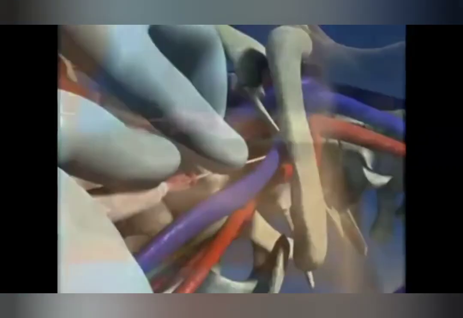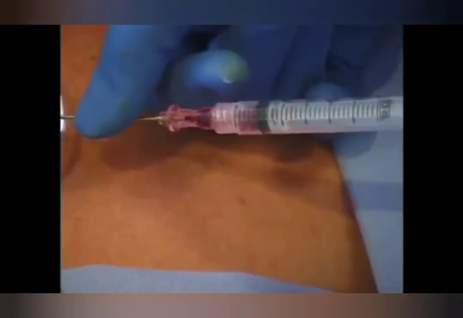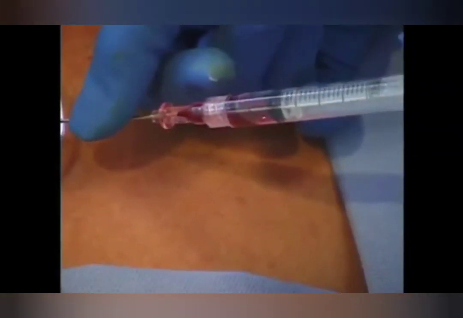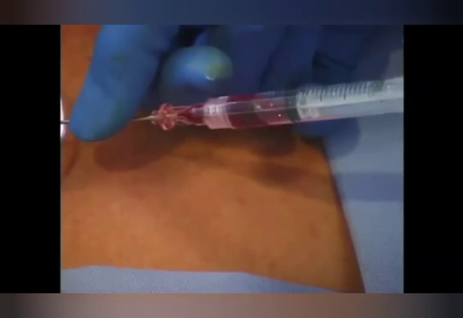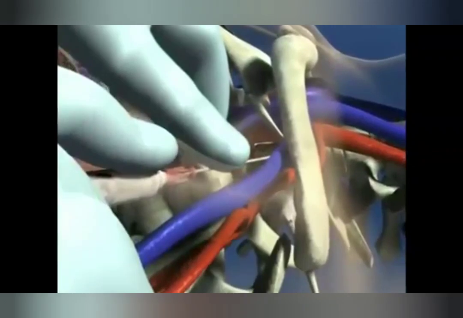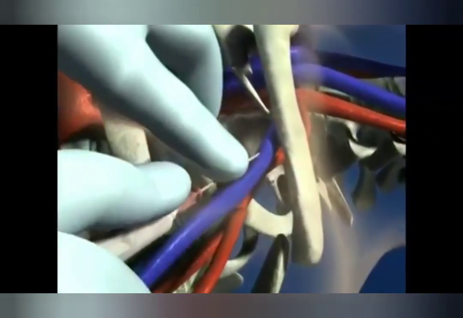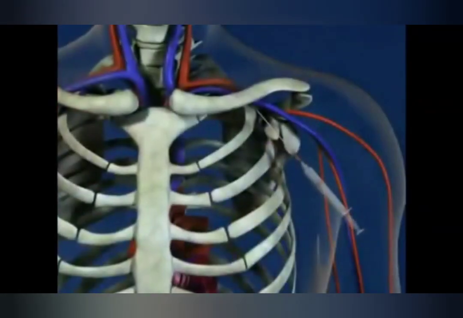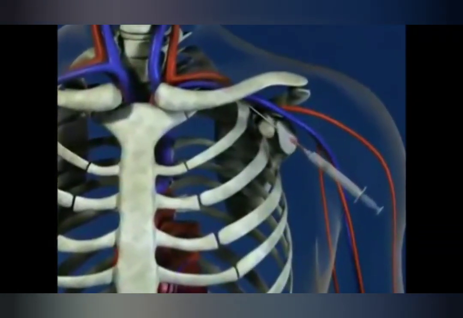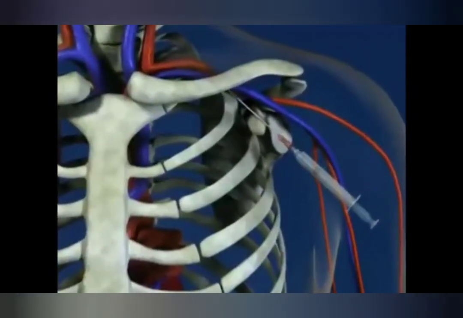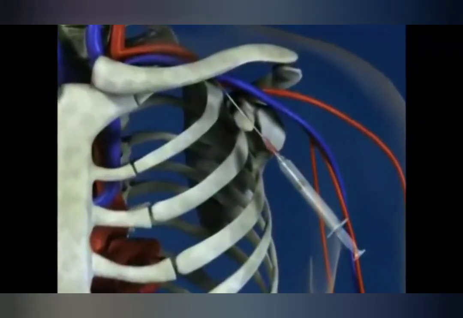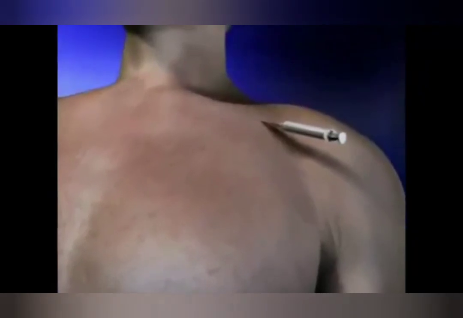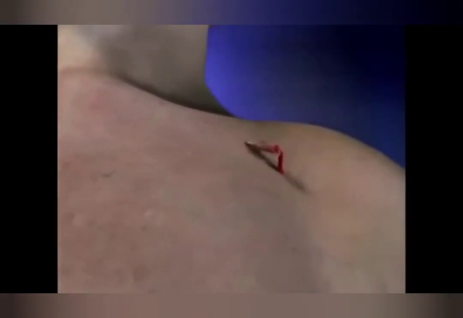While this is being done, constant negative pressure is maintained in the syringe, and a flash of blood in the syringe indicates the vein has been entered. If no flash of blood is encountered, the needle is slowly withdrawn, again while maintaining negative pressure in the syringe, as the vein is often encountered while withdrawing the syringe. If this is unsuccessful, repeated passes are attempted with slight changes in the orientation of the needle to find the vein. After accessing the vein, the syringe is removed and the backflow of the blood is observed.